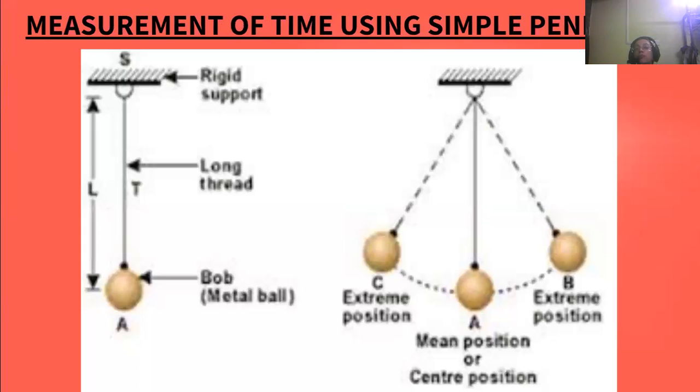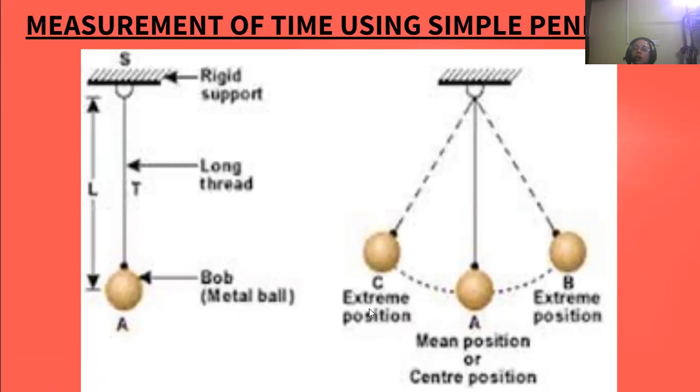Next, I told you we need to use the simple pendulum to measure time. So how is it done? For that, this simple pendulum is taken. This is the effective length L, from the rigid support, the point of suspension, till the center of the bob. This is the long thread which is attached to the bob, and this is the metal bob.